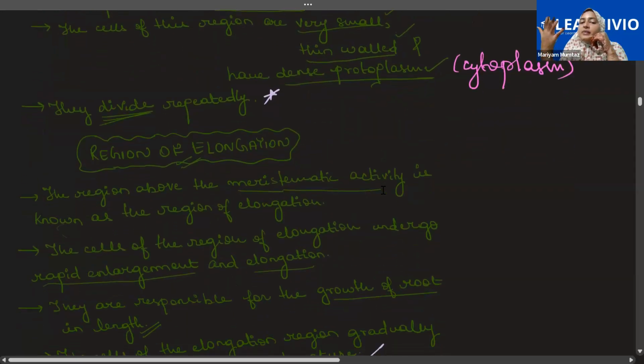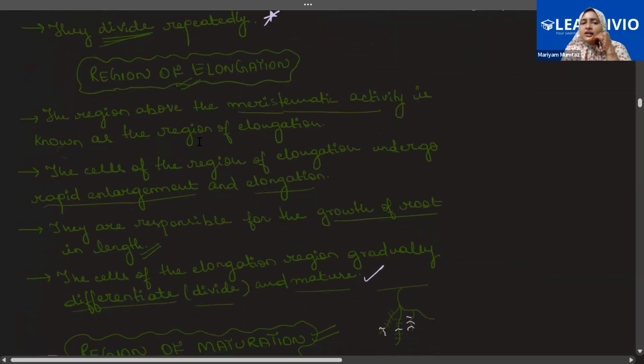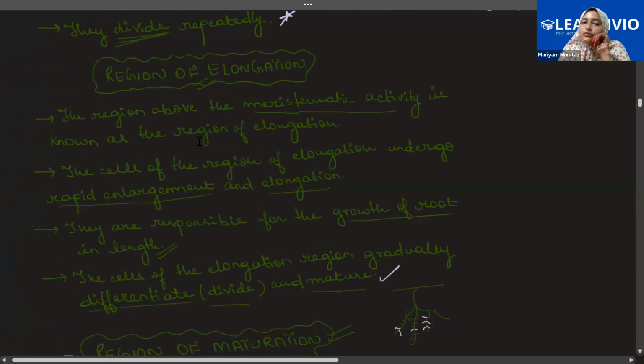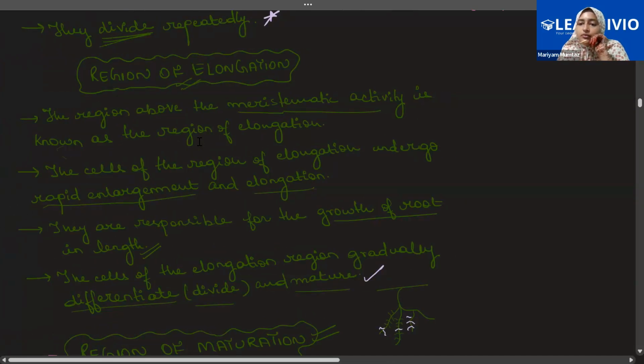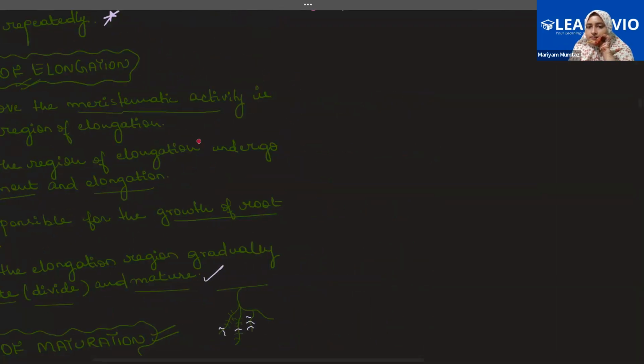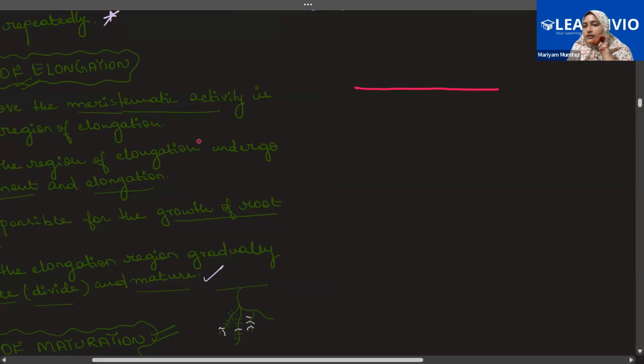Now, above the region of meristematic activity, you have the region of elongation, the zone of elongation. Above the apex is the meristematic activity region. Above the meristematic activity region is the region of elongation. Everything is happening in the root only because we are talking about the regions in the root. It has nothing to do with the stem. Like above the apex, right?